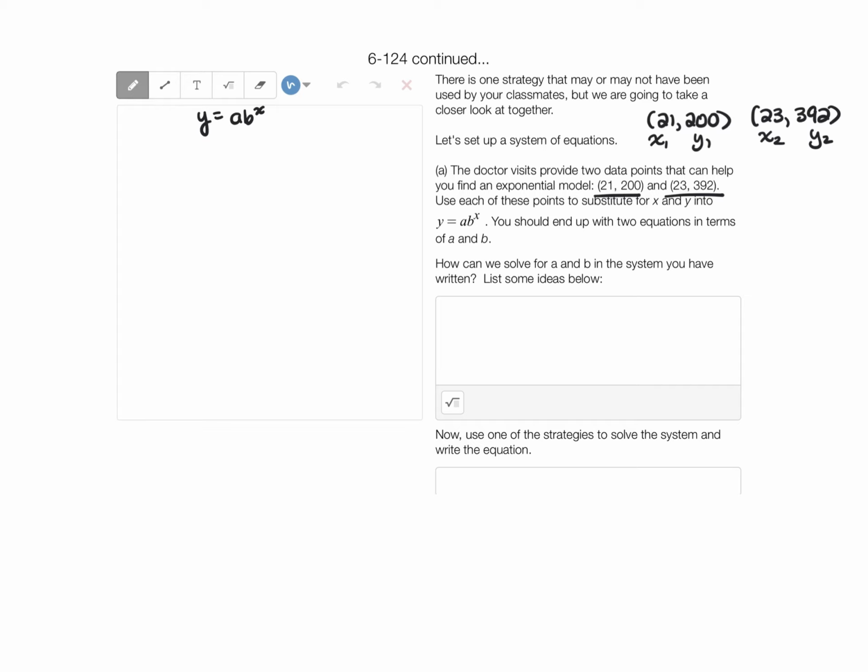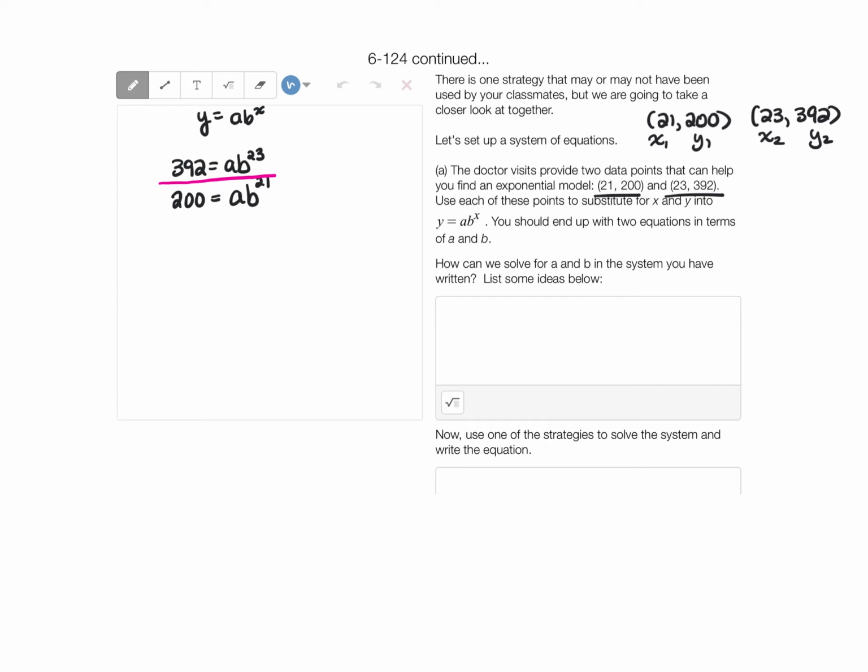Now you're going to notice I'm going to write them in the opposite order, and I will explain why in just a moment. So 200 equals A times B to the 21st power, and then 392 equals A times B to the 23rd power. When we're solving a system of equations that's exponential, there's a couple ways you could do it. You could solve for A, and then plug that into the other equation. Or my preferred method is to use elimination. So just like we do with regular systems of equations, we can in some way combine the 2 equations and eliminate one variable. And the way I'm going to do that is by dividing these 2 equations.